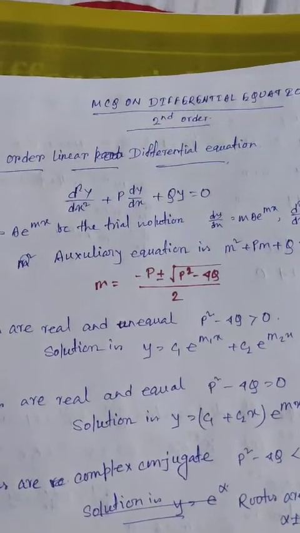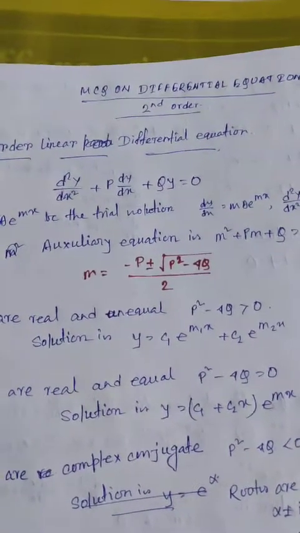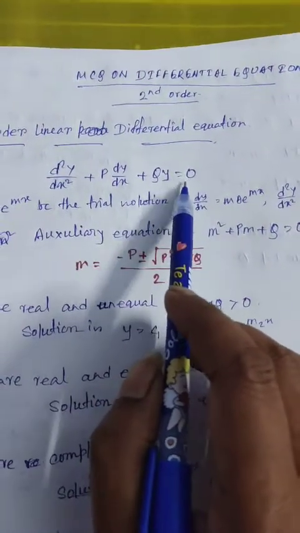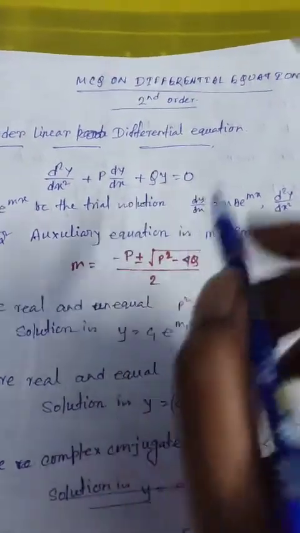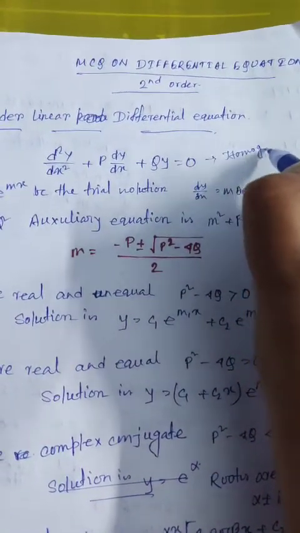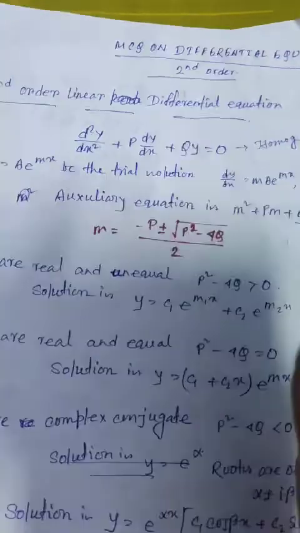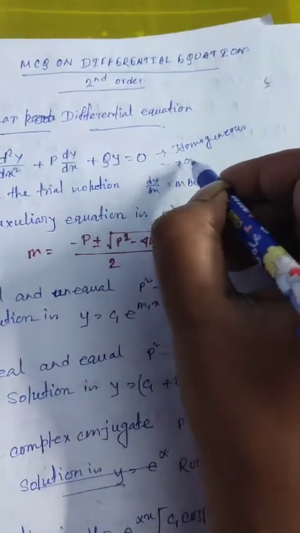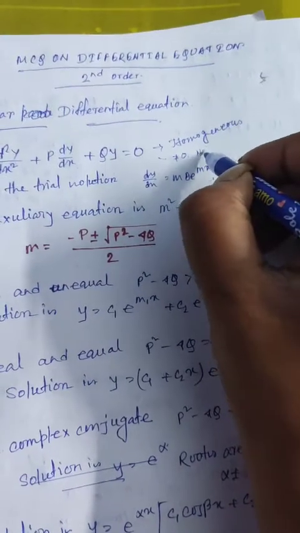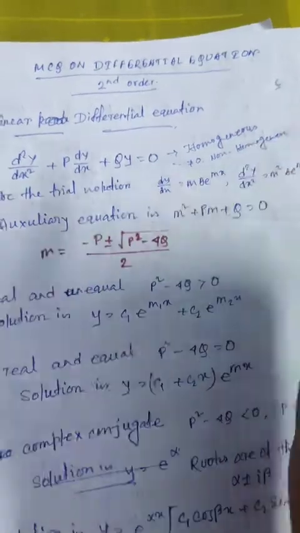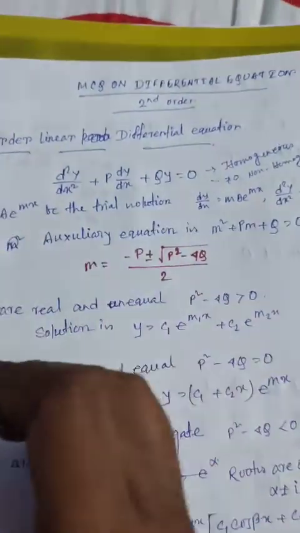Now the question is, how can we solve it? Remember that when the right side of the second order differential equation is equal to 0, then we say that this is a homogeneous differential equation. And if the right side is not equal to 0, then we say that it is a non-homogeneous differential equation. So now, how can we solve this equation?